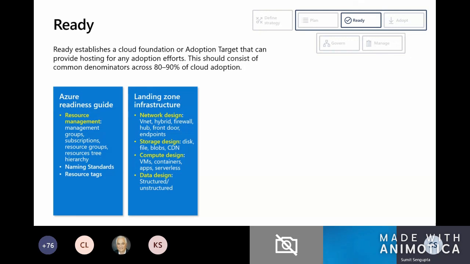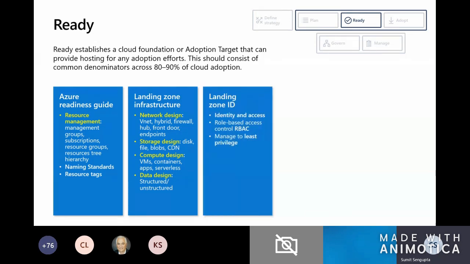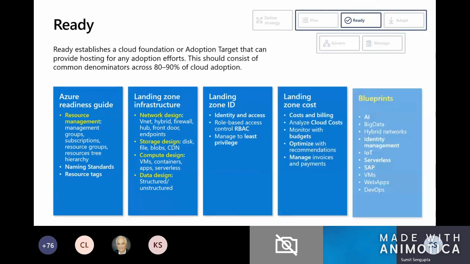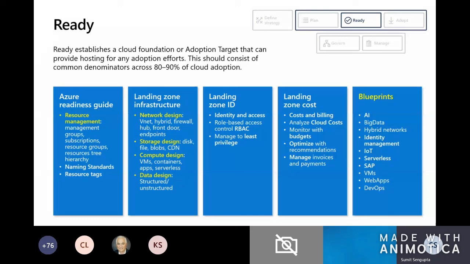Design compute infrastructures. Where do I throw my virtual machines, containers, apps, or serverless stuff we want to do? How do you design your storage? How is your data designed? Structured versus unstructured, relational versus analytics, big data versus AI and ML data. And then the cost of the landing zone and the blueprint.